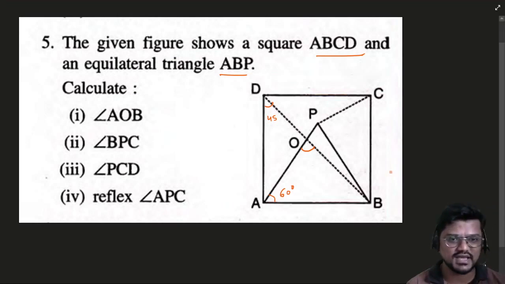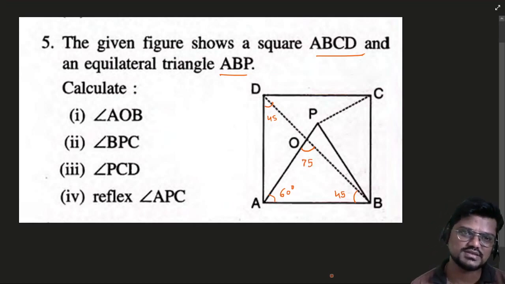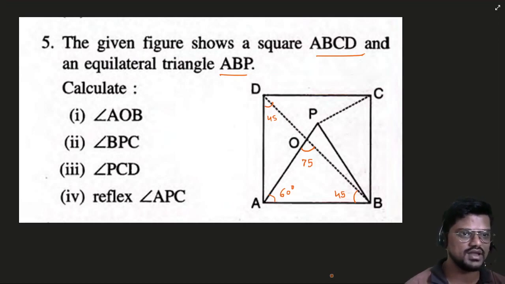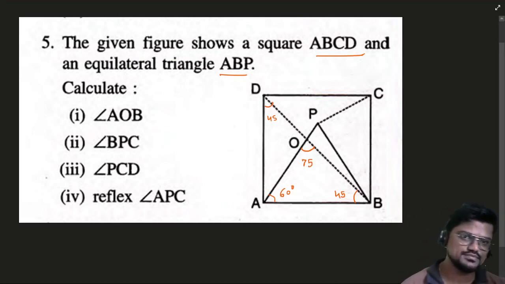This angle is 45. So 180 minus 60 minus 45, so the angle will be 75. Perfect, that's right. Next, I want angle BPC also. Can anyone else try to find and get the answer? See over here, this angle will also be 60 degrees.